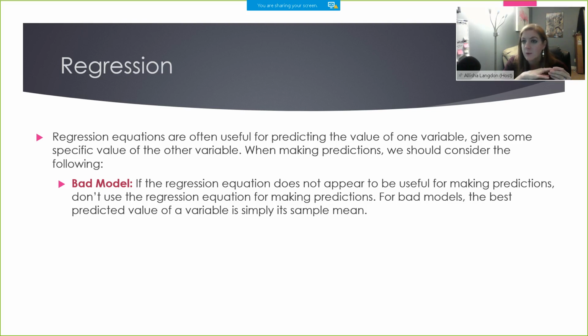For bad models, where your R fails that hypothesis test, the best predicted value of a variable is simply its sample mean. And we'll get into an example of that. But basically what it's saying here is, if you tested your R against your critical value and it came back and said it's not a linear equation, then you would say, well, I can't really use that model. That's a bad model, meaning that instead I'm just going to take the mean of my y's and use that instead.